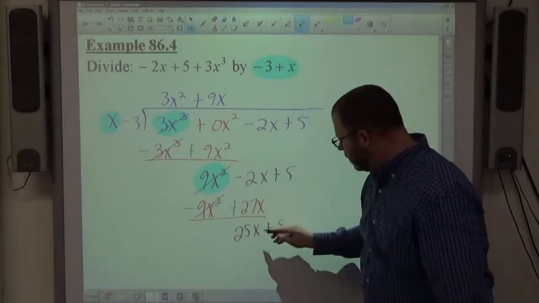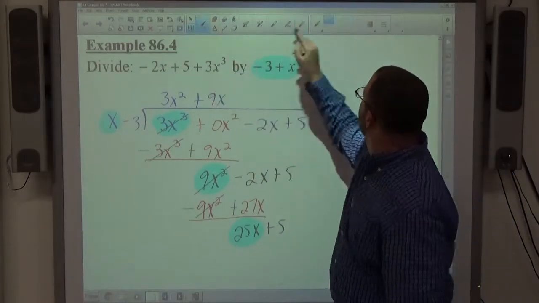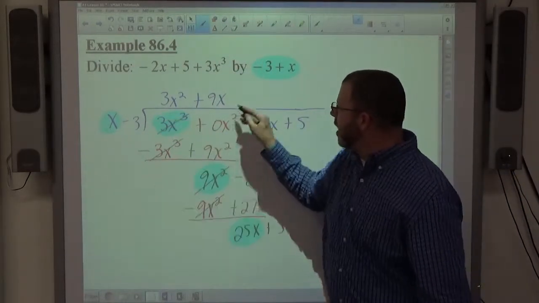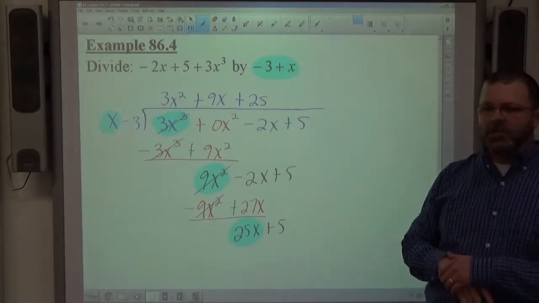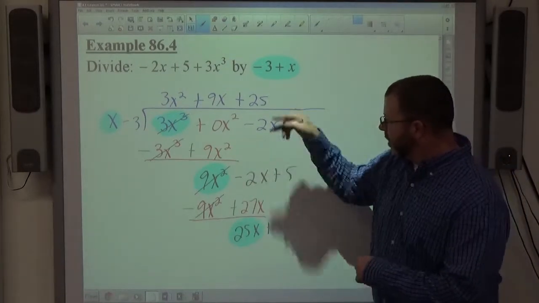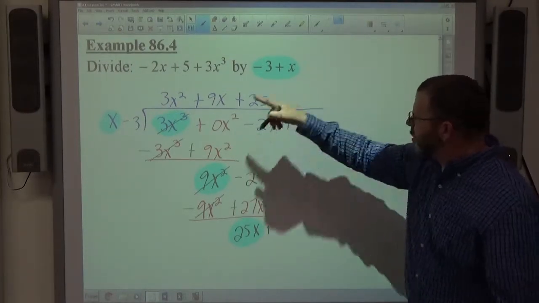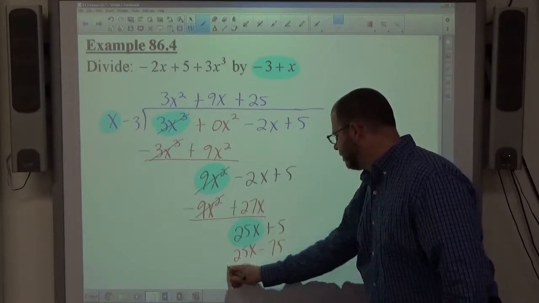Once again, I'm here. This is not a constant. So I got to divide first by first. 25x divided by x makes positive 25. Again, every sign after the first object has to have a plus or minus. Positive divided by positive makes a positive. The x cancels, leaving just the 25. We multiply 25 times x minus 3, you get 25x minus 75.